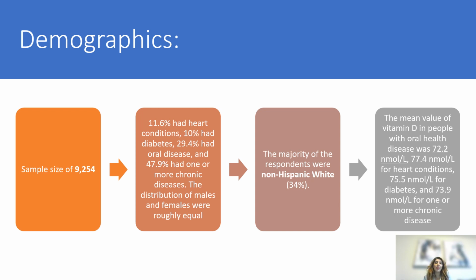The mean value of vitamin D in people with oral health disease was 72.2, 77.4 for heart conditions, 75.5 for diabetes, and 73.9 for one or more chronic disease. And all the measurements are in nanomole per liter.